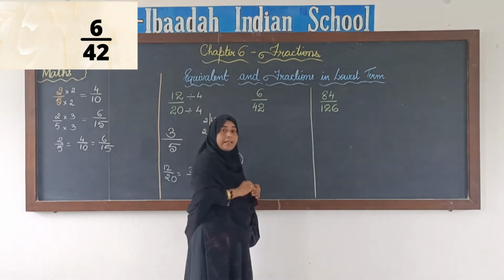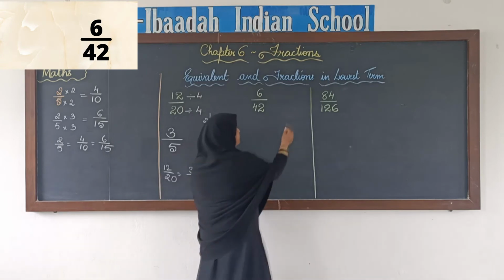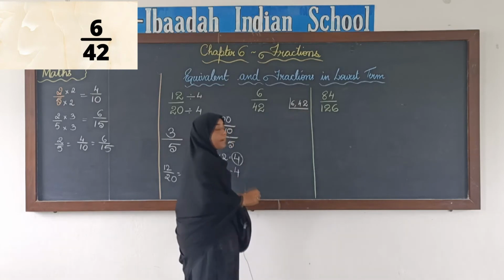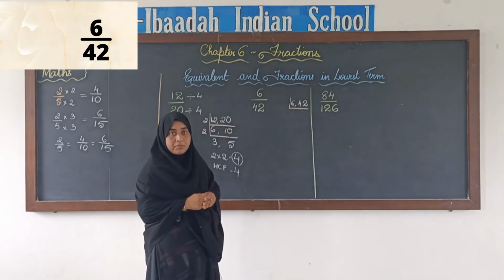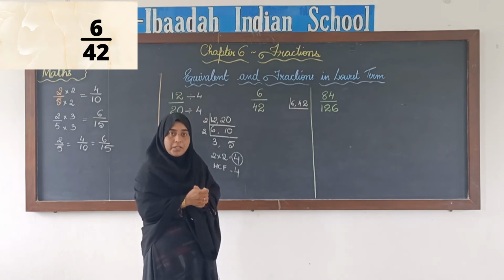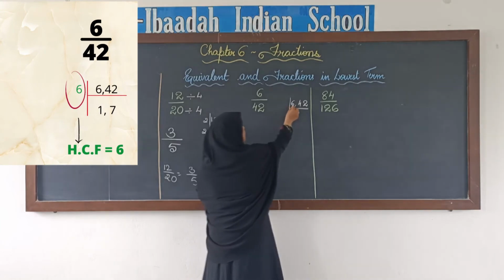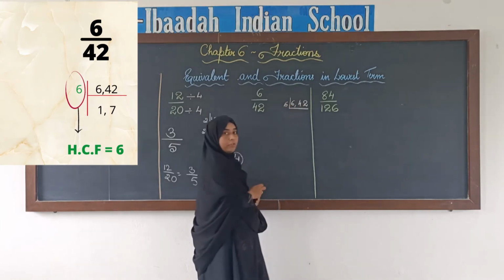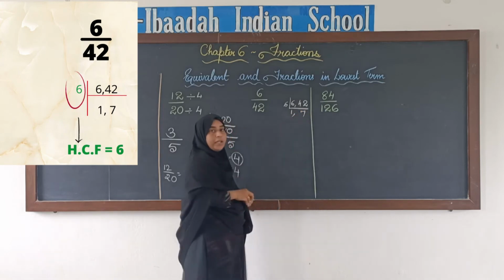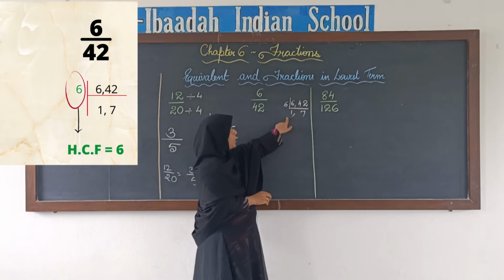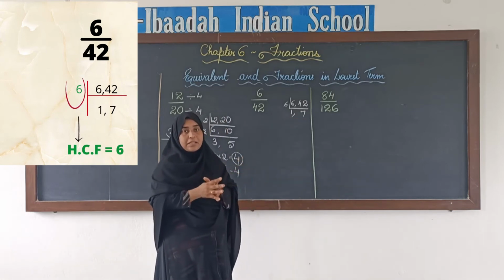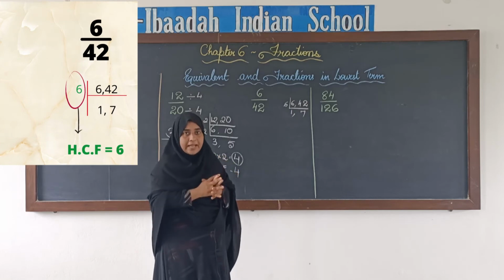Now we will try to find the HCF for 6 and 42. Okay. 6 and 42. Now which number will divide 6 as well as 42? 6 itself, right? In the table of 6 you get 6 as well as you get 42, right? So 6 will divide 6 and 6 will also divide 42. So 6 ones are 6 and 6 sevens are 42. Now what we got here? 1 and 7. We don't have any number that will divide 1 as well as 7 except for 1. So we leave it as it is.